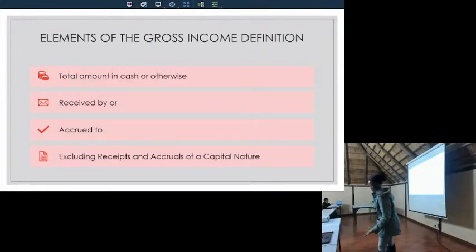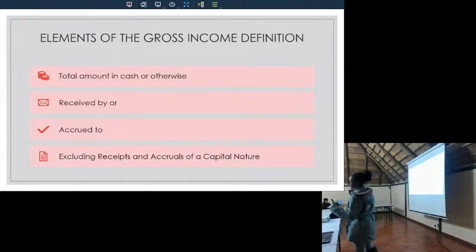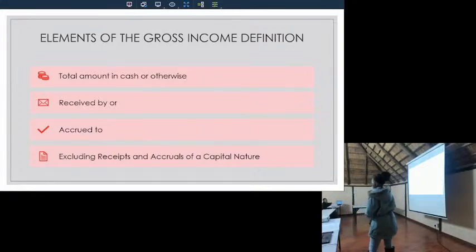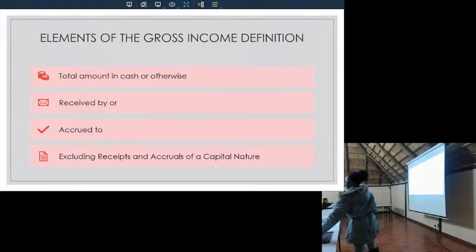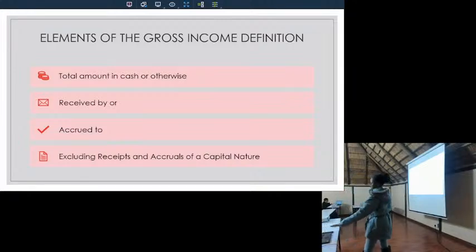Let's just conclude. So, elements of the gross income definition. I just made a list of what you can discuss using the case laws that are uploaded on your LMS. It's your responsibility to go through those case laws. Don't wait for the last hour to cram. I also don't want you to cram. I want you to understand those case laws, right?